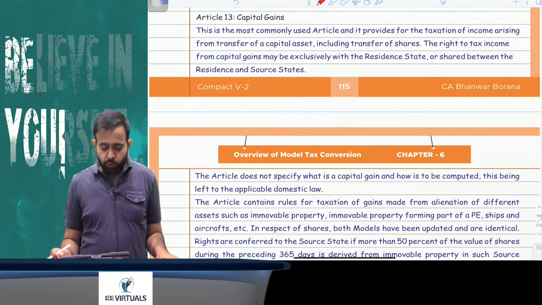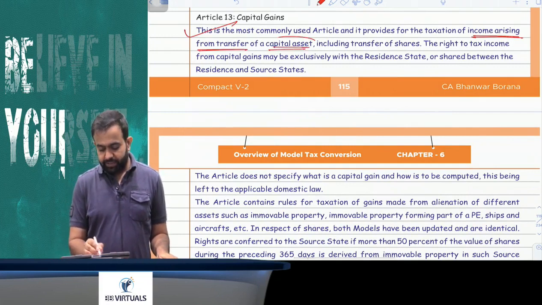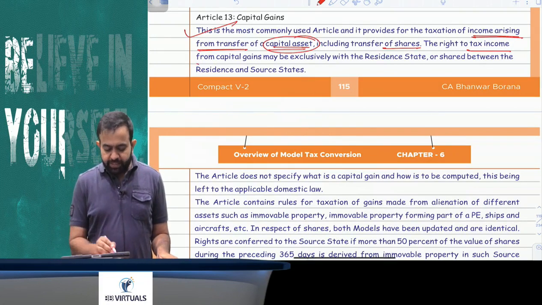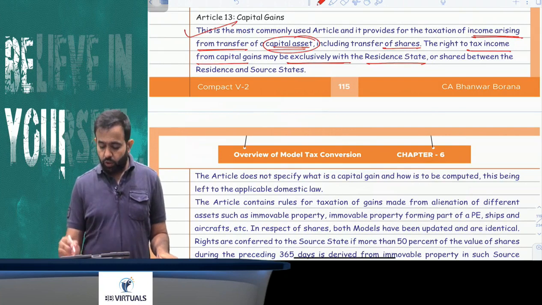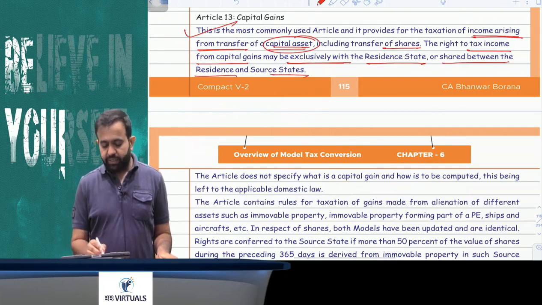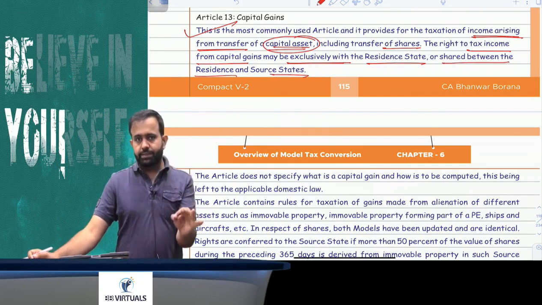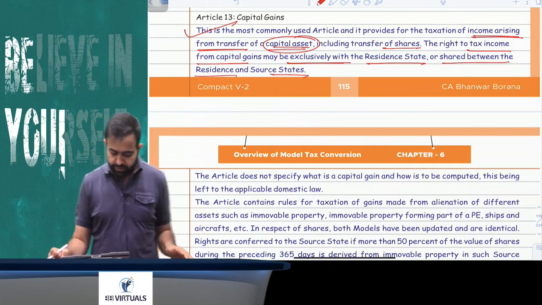This is the most commonly used article. It provides for taxation of income arising from transfer of a capital asset, including the transfer of shares. The right to tax income from capital gain may be exclusively with the residence state or shared between the residence and source state. So they are saying that there may be a right only of the residence state, or there may be a share between the residence and source state.